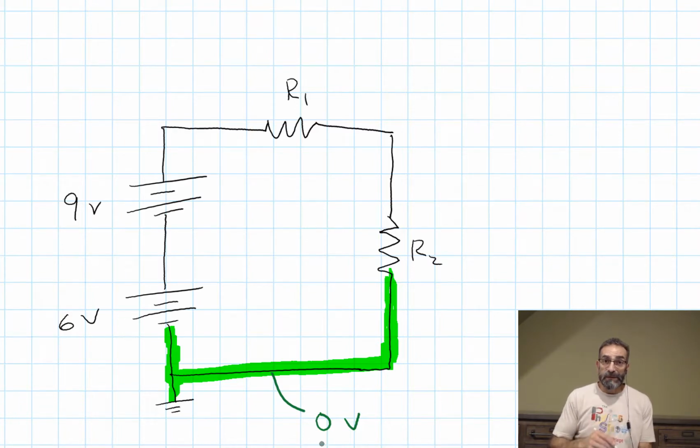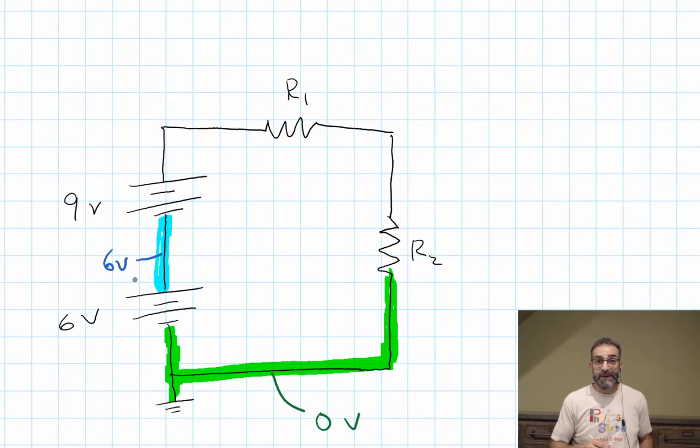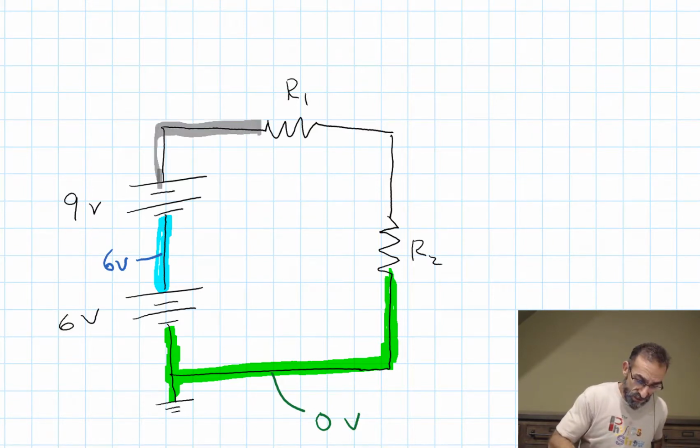Now I'm going to work my way up and around through the batteries. I'm going in the low voltage end of my 6-volt battery. I'm calling that 0. I'm coming out the top of the battery. The high voltage terminal has to be 6 volts higher than 0 or 6 volts. So that section right there represents 6 volts. Now I'm going in the low voltage terminal of my 9-volt battery. And when I come out the high voltage terminal, I have to be 9 volts higher than 6 volts. And 9 volts higher than 6 volts is 15 volts.